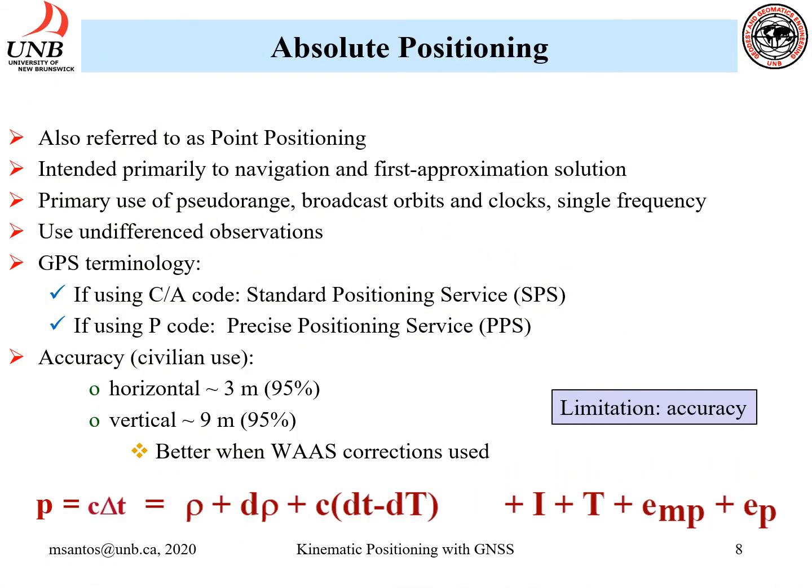Absolute positioning. Absolute positioning is also referred to as point positioning. Its primary objective is to serve as navigation, plain and simple navigation, and to offer first approximation solutions. It uses pseudorange, broadcast orbits, and broadcast clocks, and it is typically a single frequency solution. And it uses undifferenced observations. In other words, the pseudorange measurements as they come.